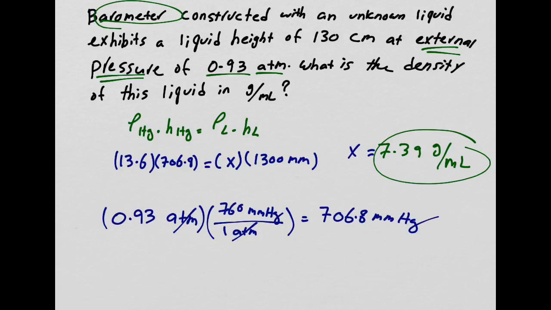And I want to do one more thing. Again, you probably know how to do this, but I don't want to take any chances. You can ask any question. 130 centimeters. Remember, 1 centimeter is 10 millimeters. So the centimeter can cancel. This is how I end up with 1,300 millimeters.